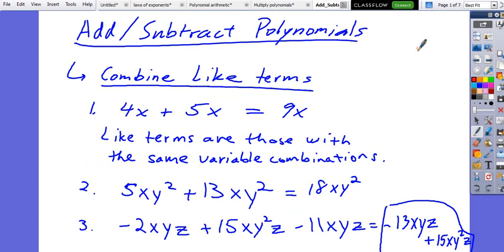Like terms are those with the same variable combinations. This is all old stuff. If I don't have the same variable combinations, I cannot combine those through addition, subtraction.